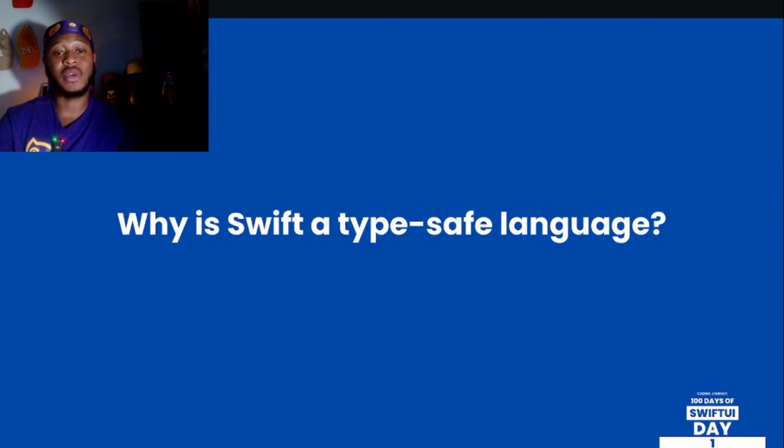So why is Swift a type-safe language? Now this is a great question because at first I was like, what is type-safe? What is any of that, right? But then it got me thinking, type-safe just basically means that it's making sure we don't make mistakes when we are creating our types for these variables and constants.